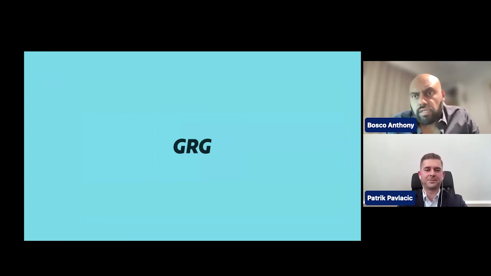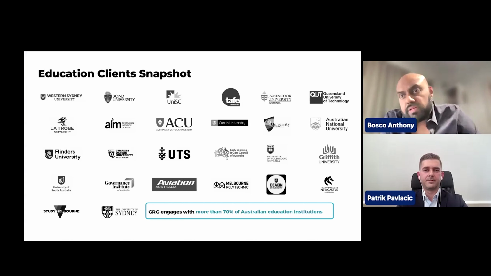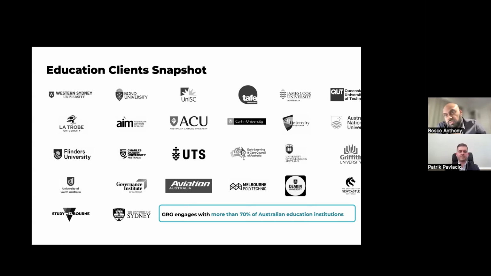All good. So, Global RevGen, GRG, we specialize in media buying and marketing automation consultancies. We work with about 70% of the universities in Australia. This is just a snapshot of some of our education clients. We also have education clients in other parts of the world.